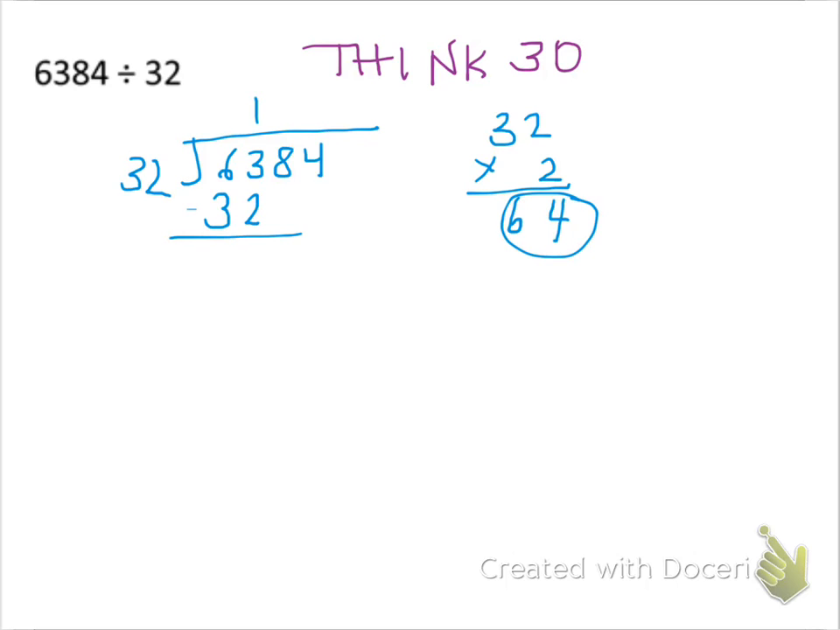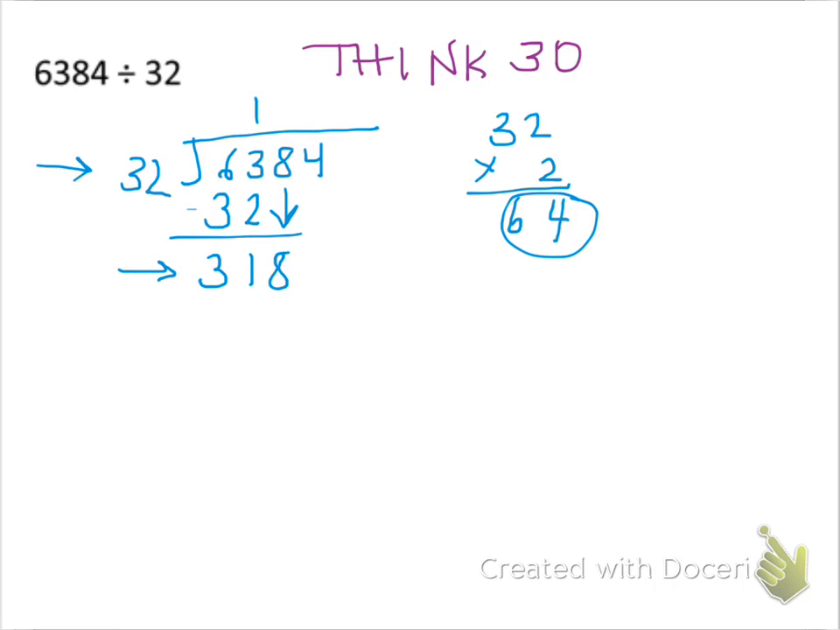And 1 times 2 is 2, and 1 times 3 is 3. So I'm going to subtract it. 3 minus 2 is 1. 6 minus 3 is 3. Now I'm going to check to make sure this number down here is smaller than our divisor. And 31 is smaller than 32, so now I can bring down the 8. Now I need to think, how many times can 32 go into 318? But I'm going to think 30. Okay, how many times can 30 go into 318?